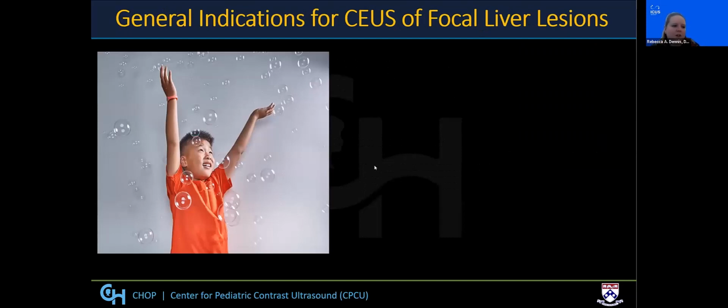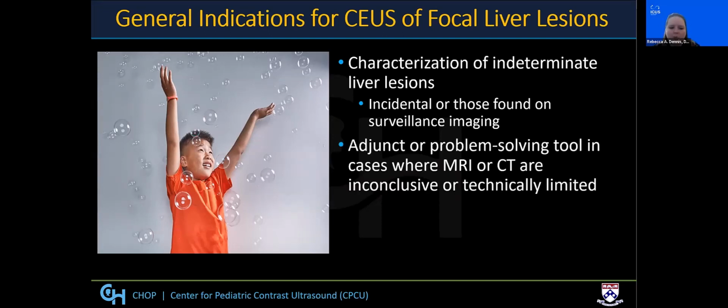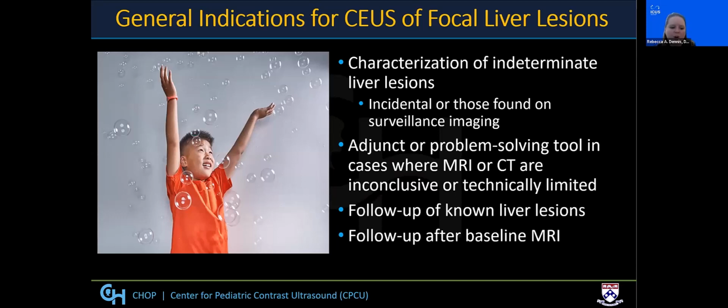So, general indications for contrast-enhanced ultrasound of focal liver lesions. The main indication is characterization of an indeterminate liver lesion, whether it's incidental or found on surveillance imaging. It's also good as a problem-solving tool in cases where MRI or CT are inconclusive or technically limited. It's also helpful for follow-up of known liver lesions or follow-up after a baseline MRI.